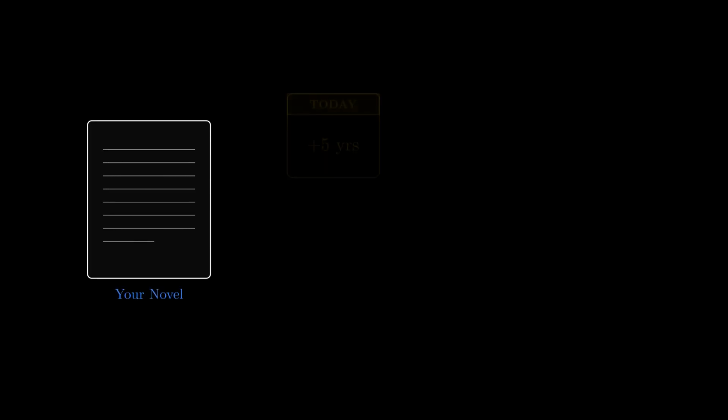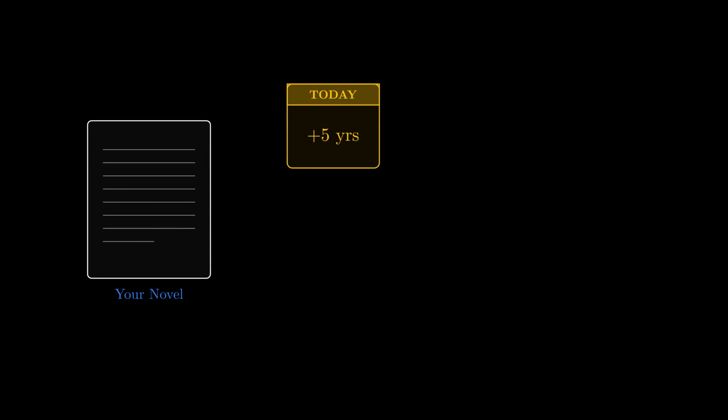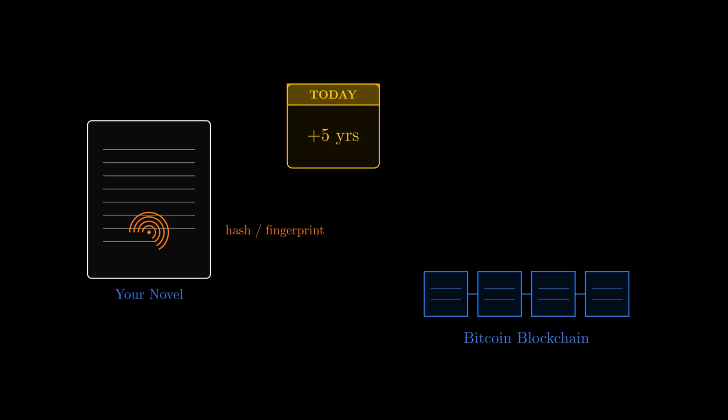You finish writing a novel today. Five years from now, you want to prove this exact date. You don't need to publish the manuscript. Just engrave its fingerprint somewhere no one can tamper with. Bitcoin's blockchain is perfect for that. But Bitcoin was built for money, not data. So how do you slip a fingerprint into a financial ledger without the network resenting you?